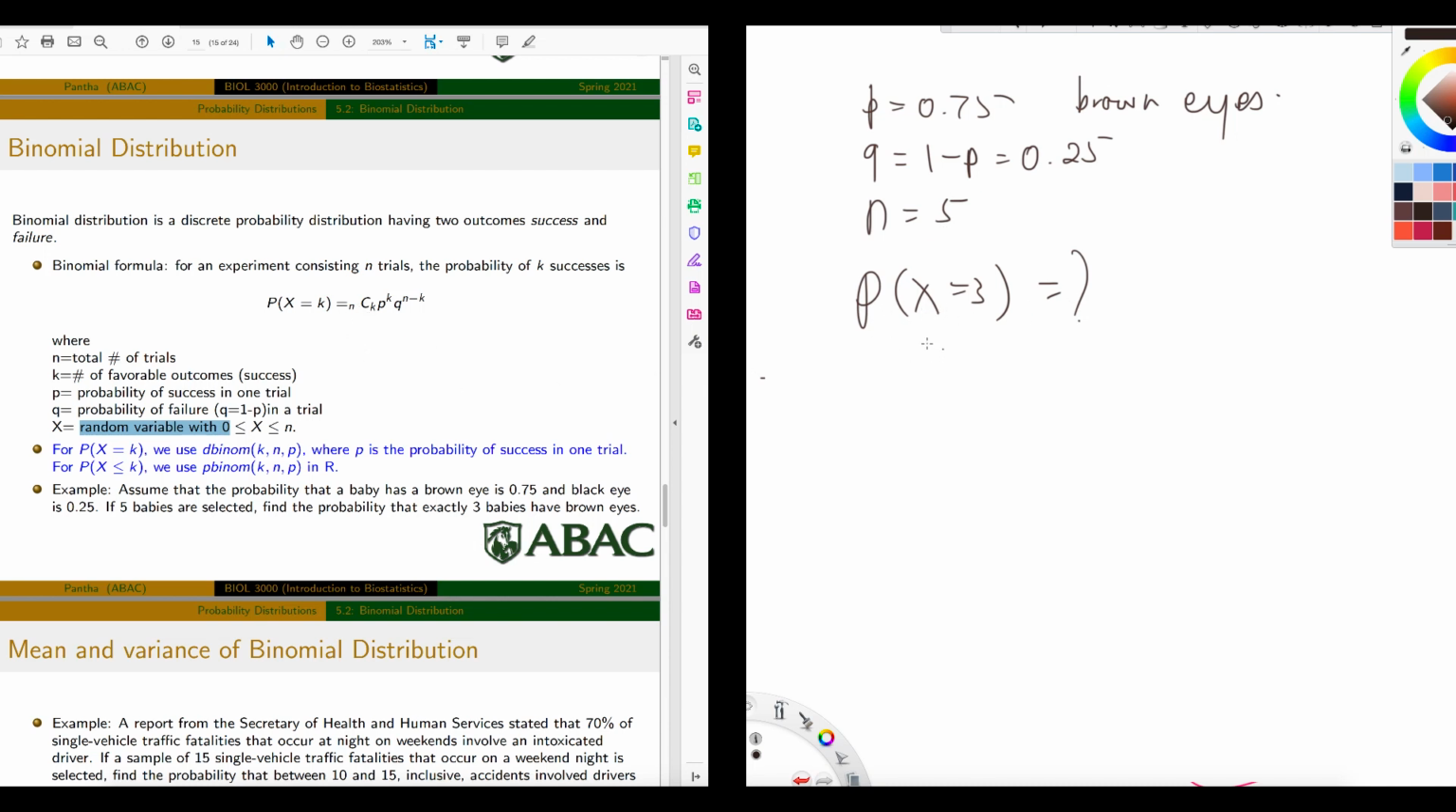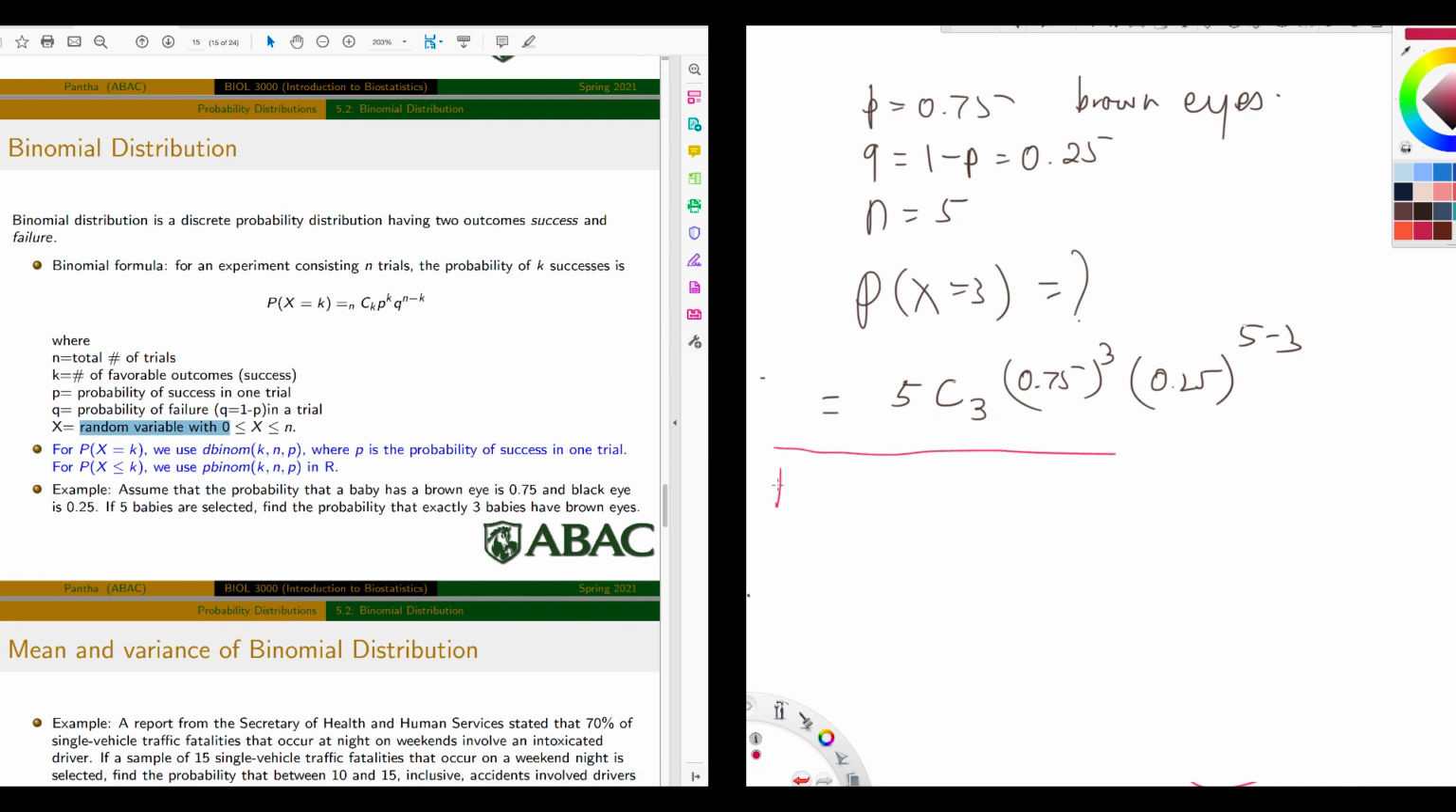You use that formula. You use nCk, where n will be 5 and k will be 3, right? And then p is 0.75 to the power k, which is 3, and then q is 0.25 to the power n minus k, which is 5 minus 3. That's what you do, right? You can use a calculator to find that, but you can also use R. Now there is an R syntax.